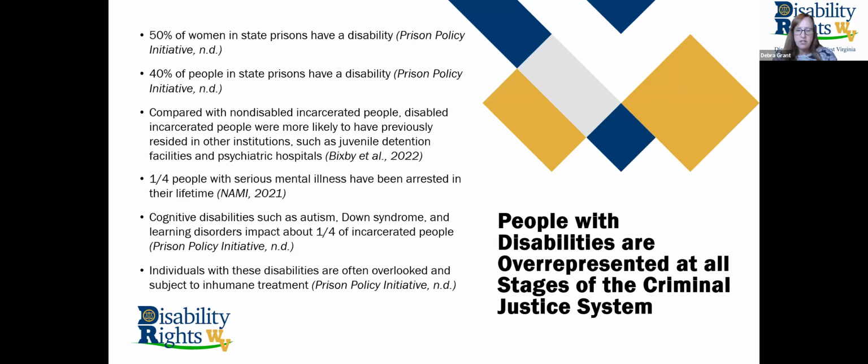So just some more information. 50% of women in state prisons have a disability, 40% of everyone in state prisons has a disability. I'm not super hot at math, but I think that probably means 30% of men do have a disability. Folks with a disability are more likely to have previously resided in other types of institutions, be it juvenile detention, a different psych hospital, some other thing to that effect. A quarter of people with a mental illness have been arrested in their lifetime.